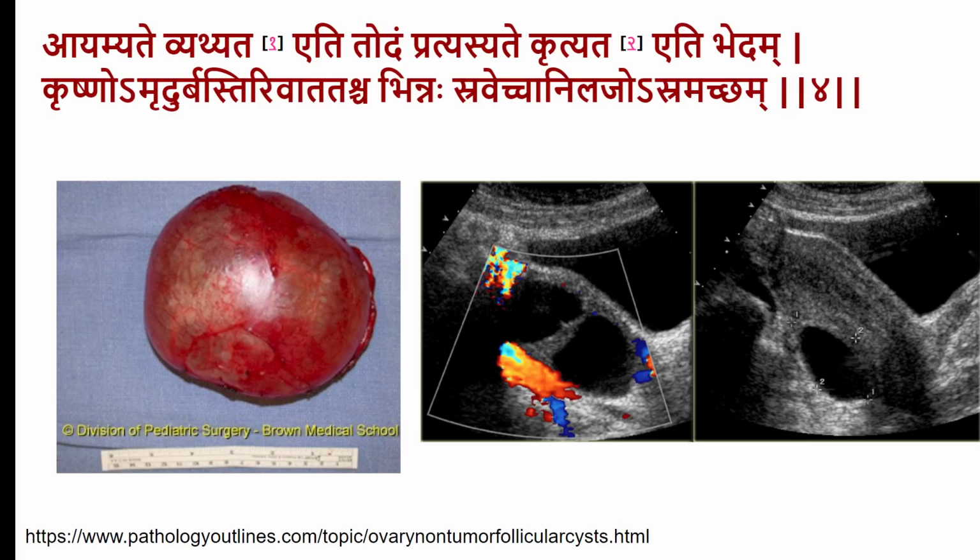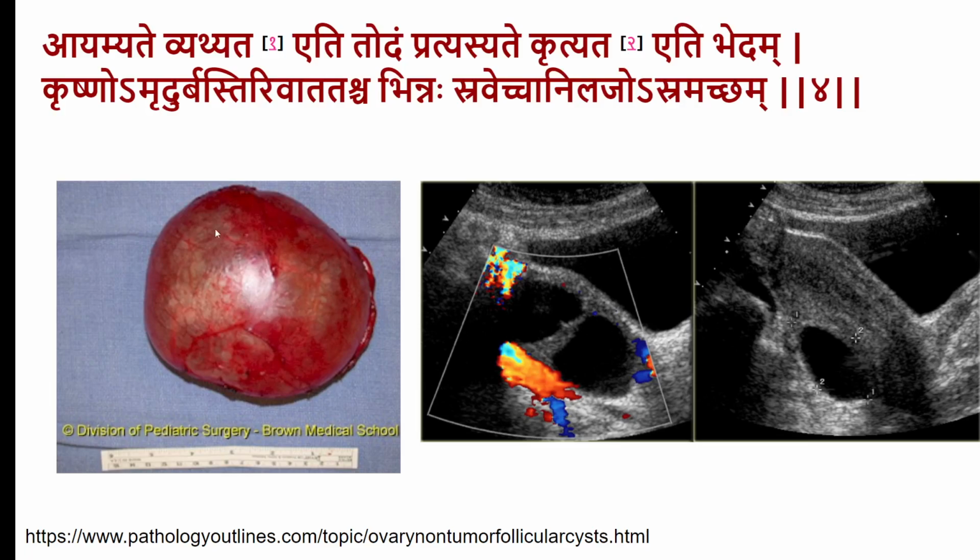But in the case of Granthi, a cystic condition, in general, when there is pain, ayamyate, vyadhyate iva toda, pratudyate, kritayate iva bheda, krishno mriduh, basti iva atata, and on bursting it discharges blood, anilaja asramacham. Vataja granthi is a hemorrhagic cyst. Now, the chances of a hemorrhagic cyst are more in the case of the ovary. So usually, whenever we say hemorrhagic cyst, it is almost related to the ovarian cyst. Of course, it can occur in any other cyst also.